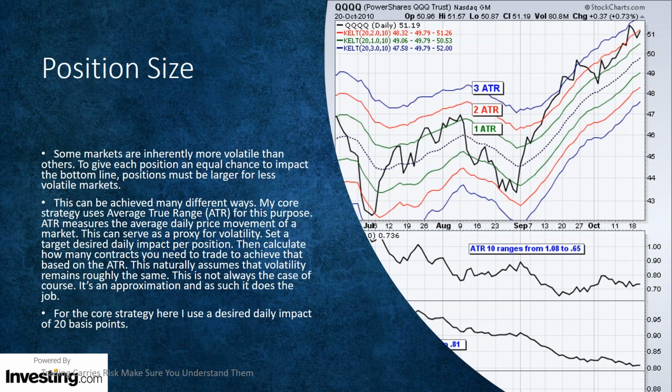So, position size. How do you decide how much you're going to enter the markets? Well, a lot of it depends on your account size. The other is using indicators like ATR to measure the size and the strength of the market to determine how much you want to enter the market.